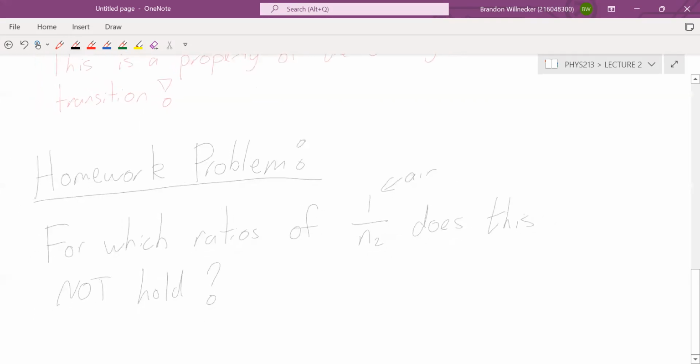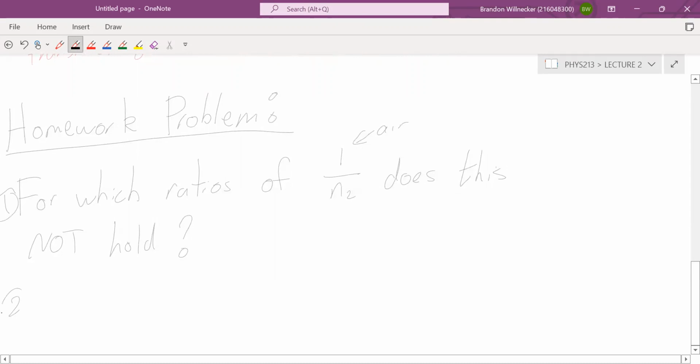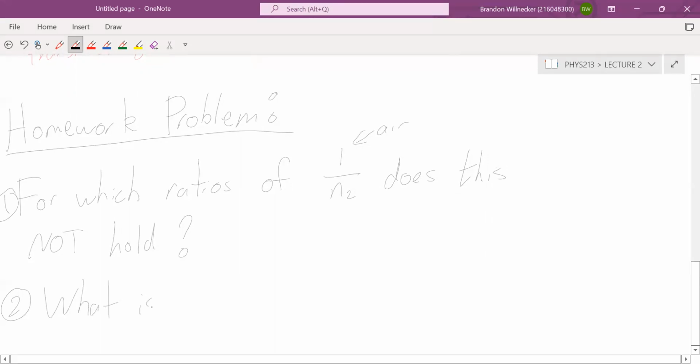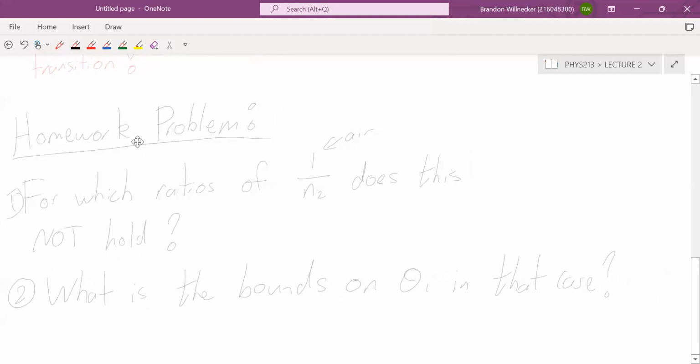Okay, so that's part one. In other words, you don't always get total internal reflection for any angle. And part two, what is the bound or bounds on theta 1 in that case? Okay, so this is the homework problem. And remember what I said, these homework problems tend to become test question problems. Okay, so part one, for which ratios of 1 over N2 does this not hold?